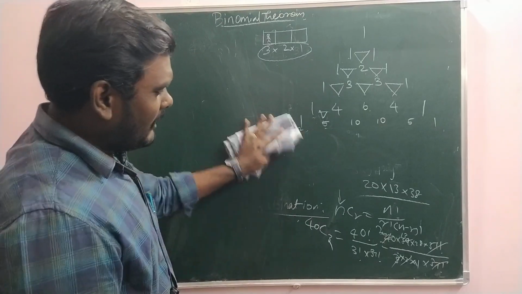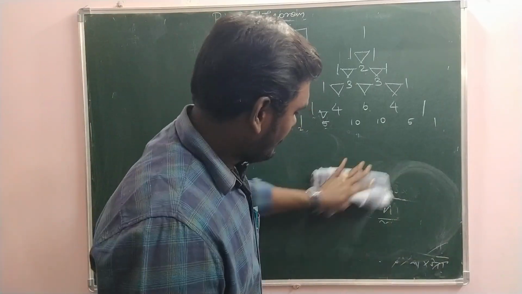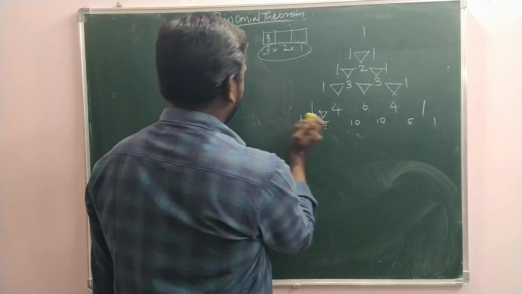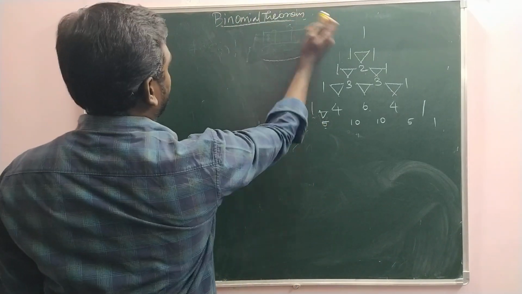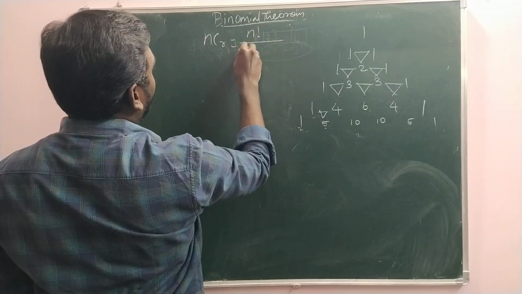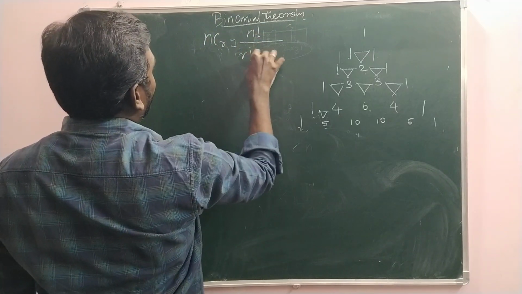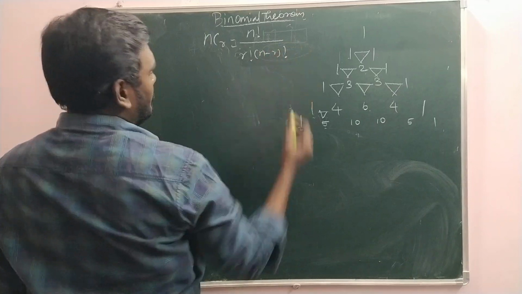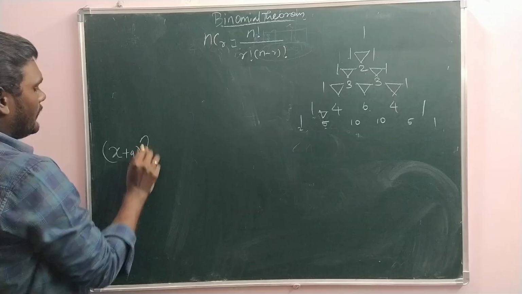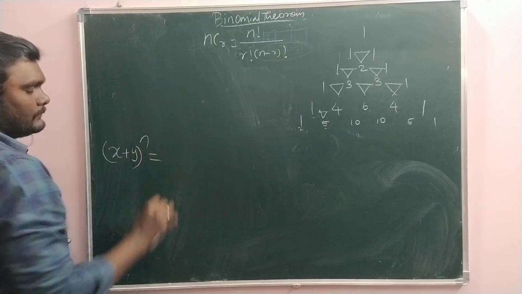This combination formula alone you just get to know. That is nCr is equal to n factorial by r factorial into (n minus r) factorial. Now (x plus y) whole power n, I am going to generalize this one.